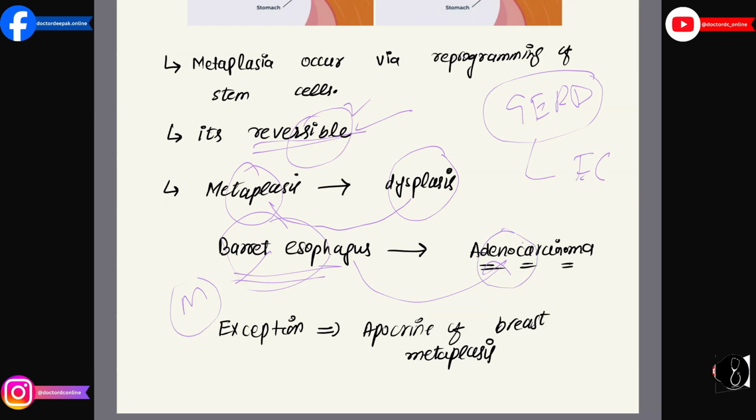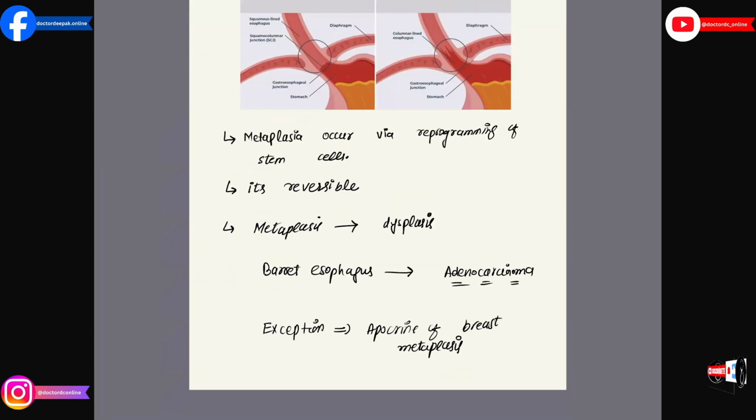And here is one exception again. In our body, there is one exception, and that is apocrine metaplasia of the breast. It means when a breast undergoes metaplasia, it is not going to convert into cancer in the future. So this is the condition you have to keep in mind. Apocrine metaplasia of the breast is a benign condition; it is a metaplasia, but it is not going to become dysplasia or a cancerous state. So that's all about this slide.